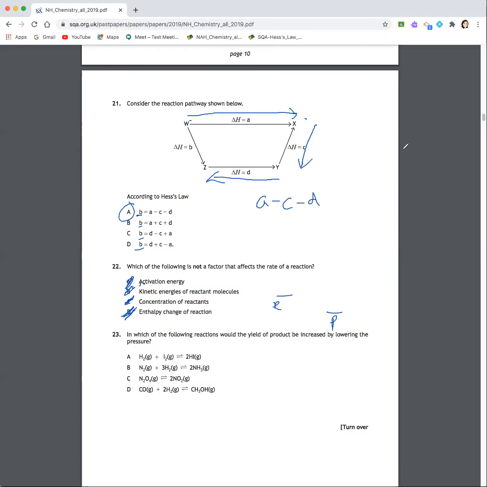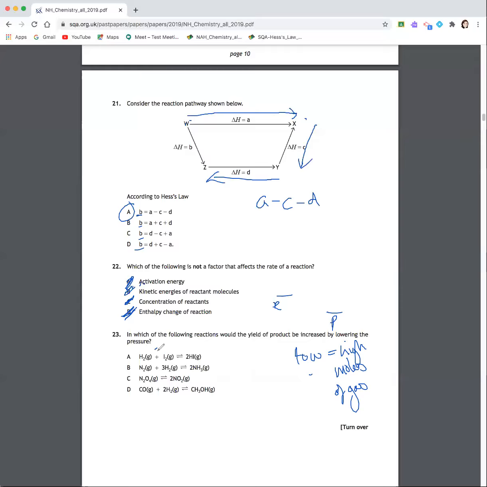So then question 23. Which of the following reactions would the yield of product be increased by lowering the pressure? So this is to do with the equilibrium. Low pressure favours high moles of gas. So anything to do with pressure and equilibrium only affects gases. So anything that's a solid can be ignored. You basically want to calculate the number of moles of gas on each side of each reaction.